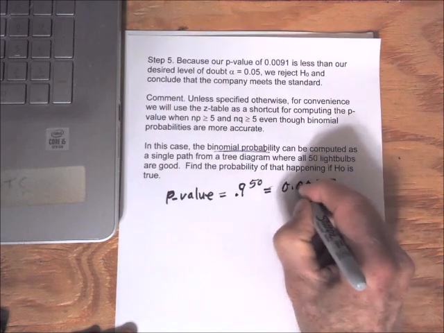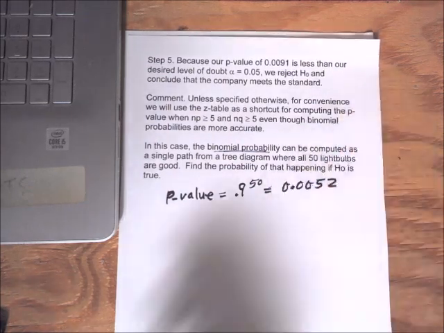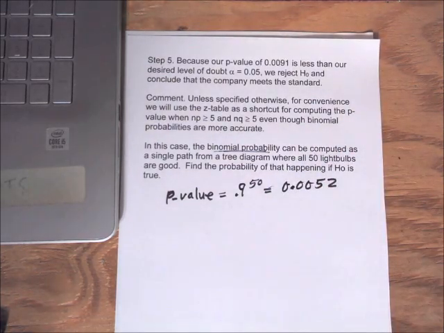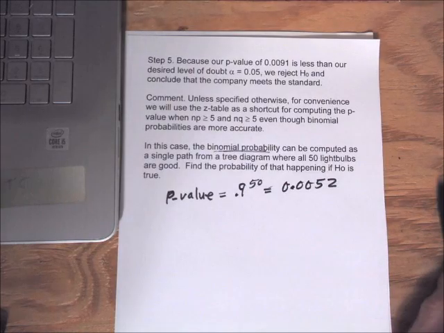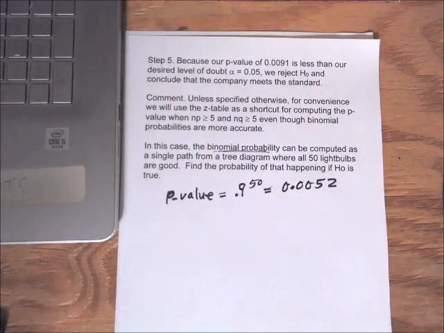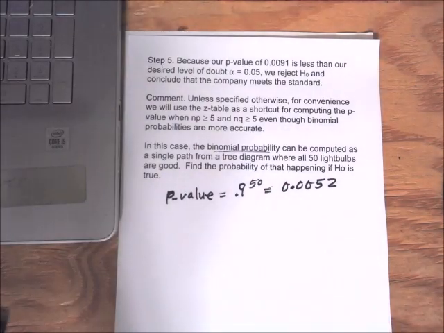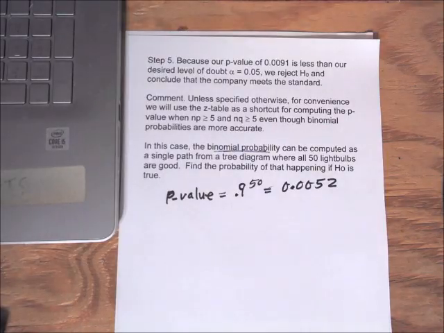So that's a more accurate p-value than we would get from the z-table, but for this one, I think the expectation here is that because n times p and n times q were both at least 5, we would use the z-table, even though the binomial probability is more accurate. And that concludes this presentation.